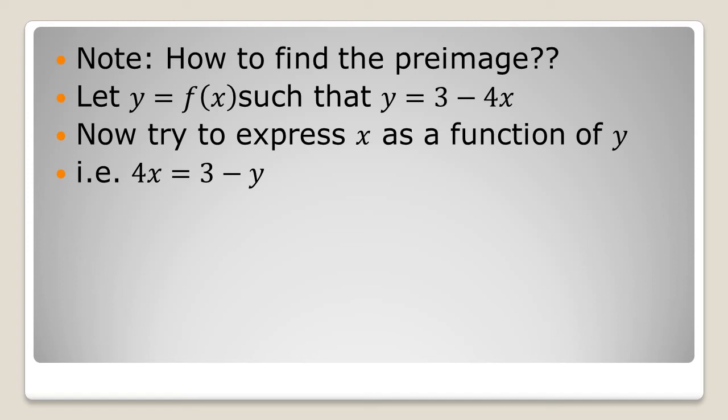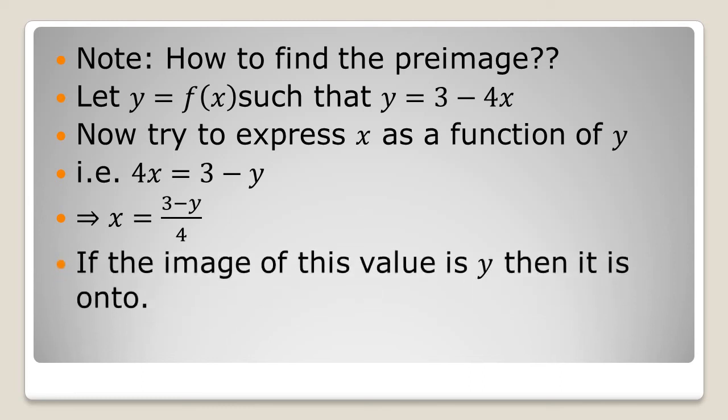We can reverse it like this, that is 4x is equal to 3 minus y, or the value of x can be found as 3 minus y by 4. And if we put this value of x in the function, if it gives the value as y, then you are done. The function will be onto.